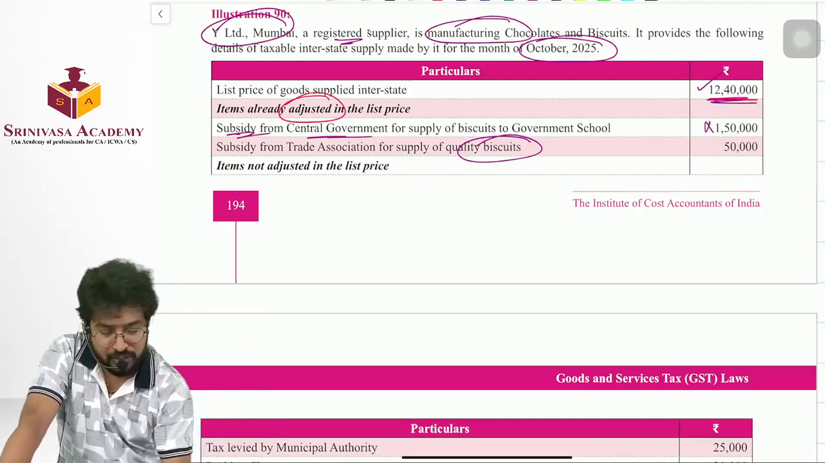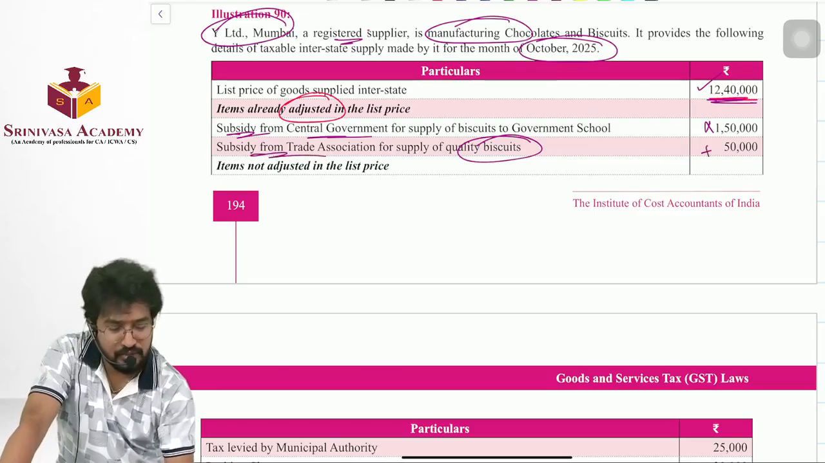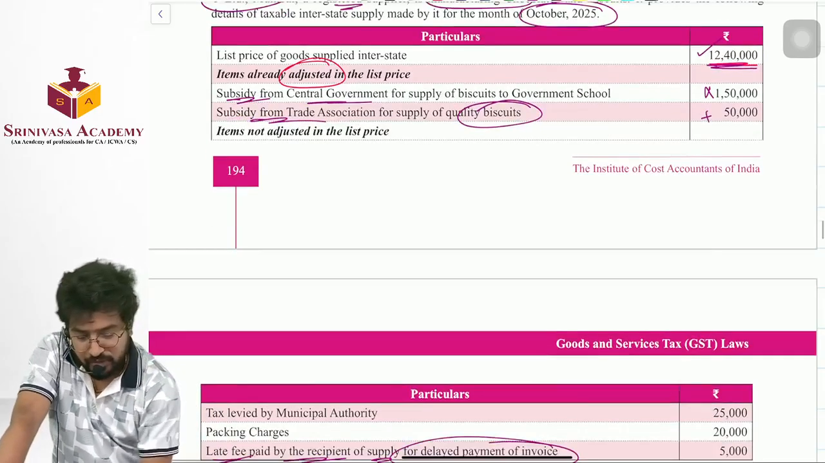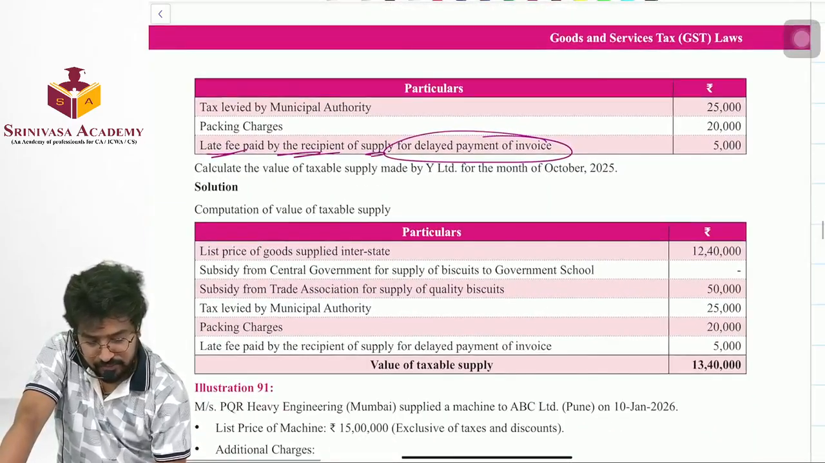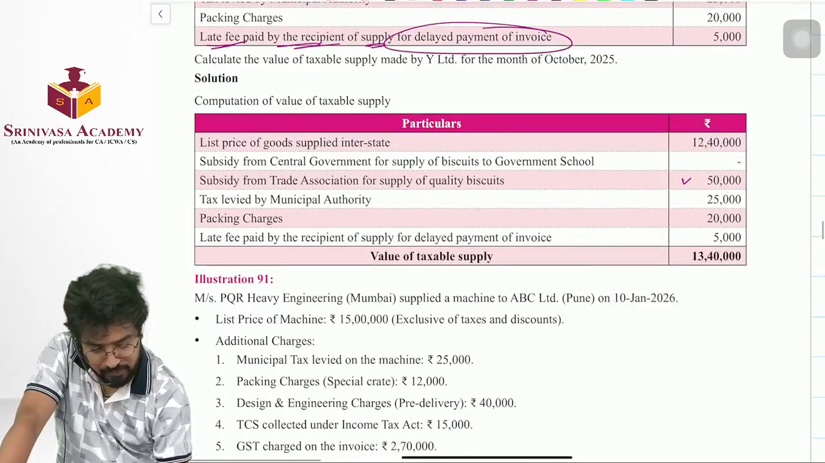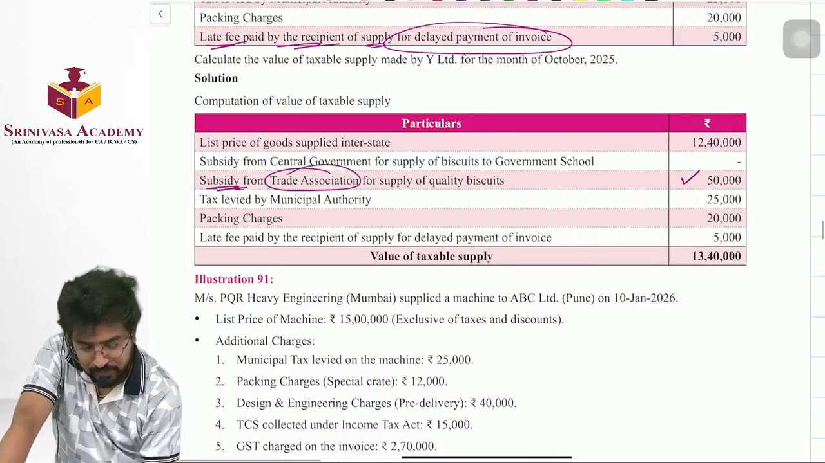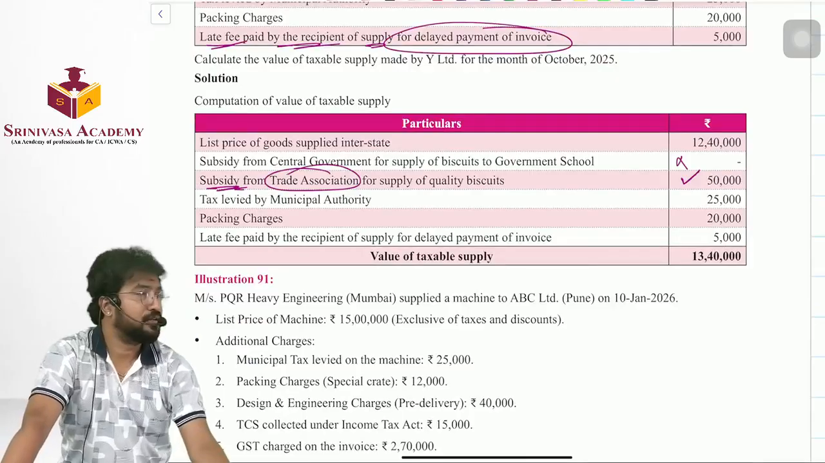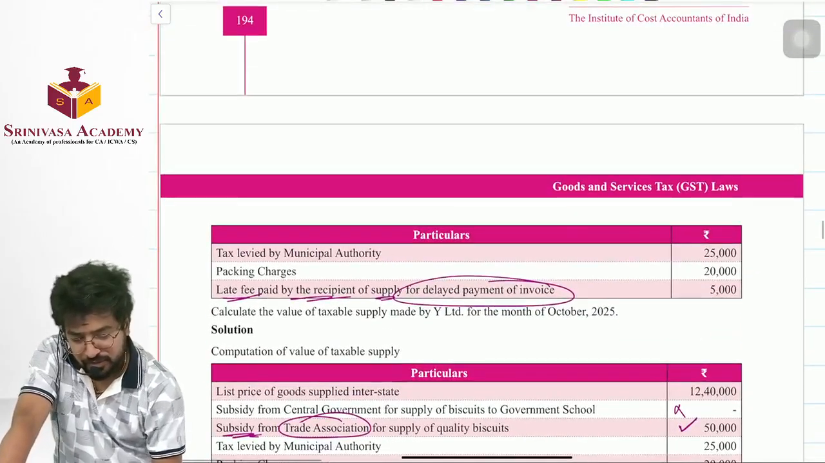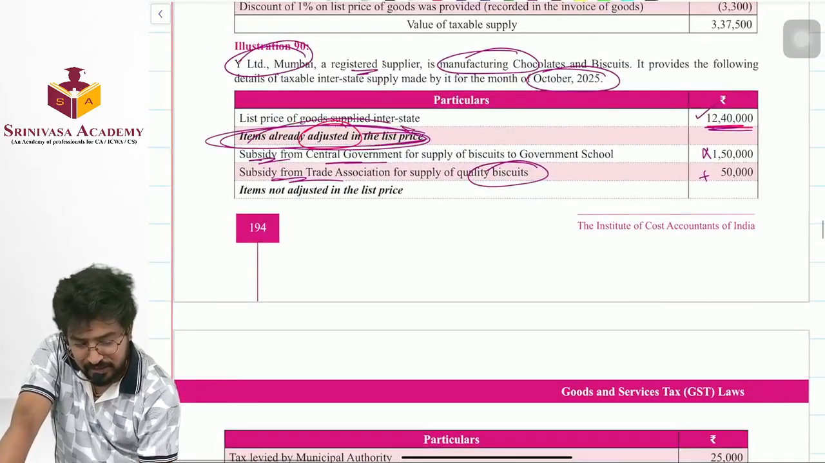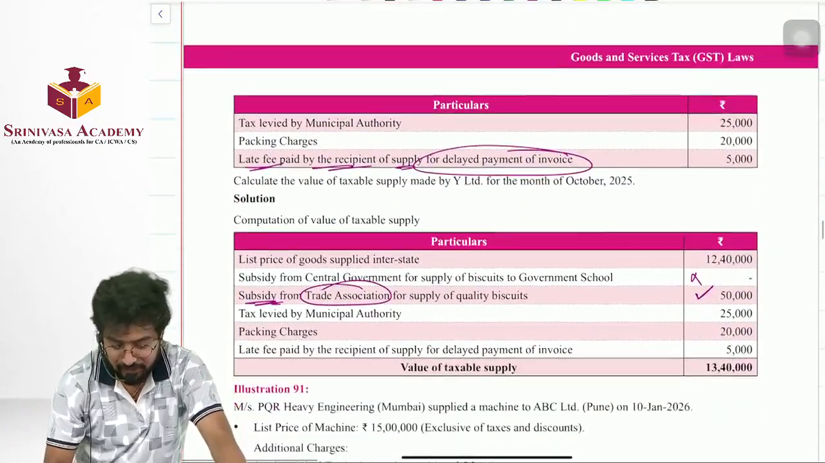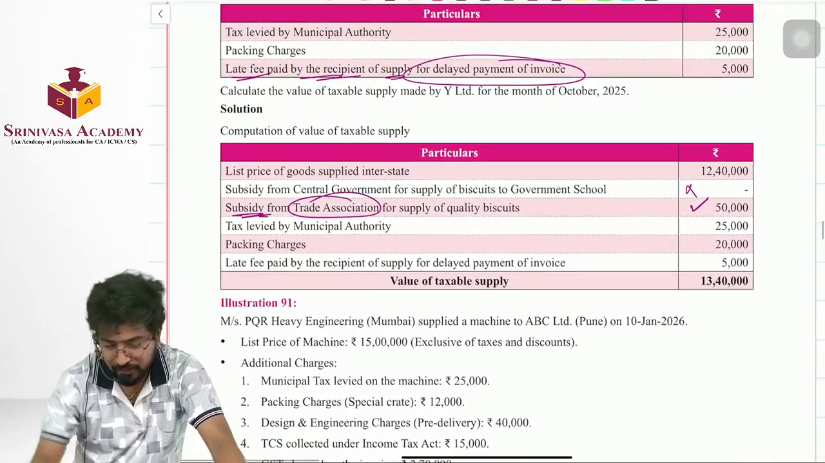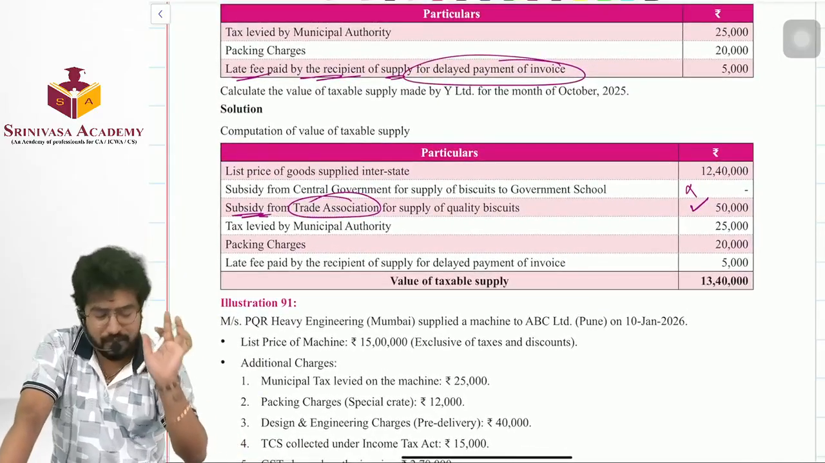Ignore it. Okay, others add. This fellow gave the heading items already adjusted in list price, and this should be ignored. Correct only. Then why should you give this heading already adjusted in? Technically, the framing of the question is not correct. Leave it, but in the main exam don't worry, mostly the framing will be proper only.